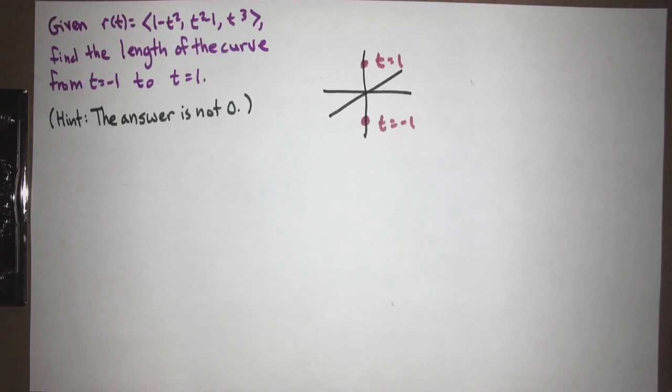Well, we find r prime, sure? So you find the r prime, you do your distance formula, and you end up with 9t to the 4th plus 8t squared in the square root. Okay, so I think pretty much everybody got there. 9t to the 4th plus 8t squared inside the square root. Good, good. And then you take the t squared out of the square root.